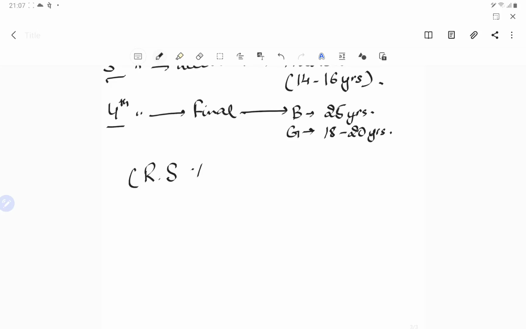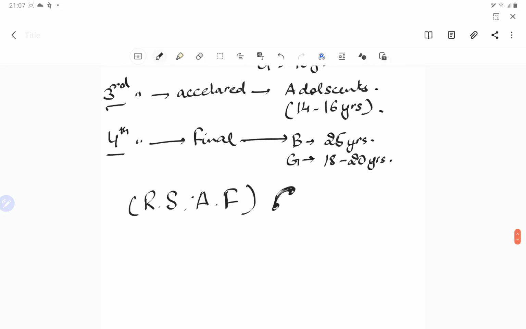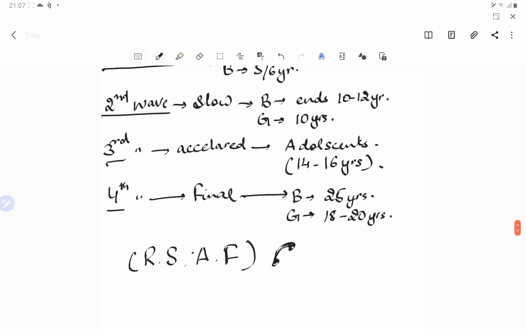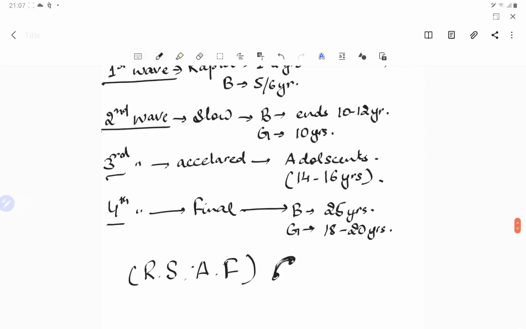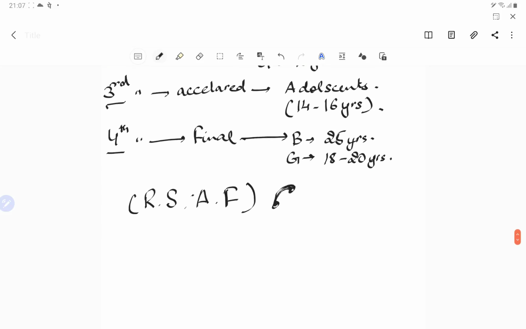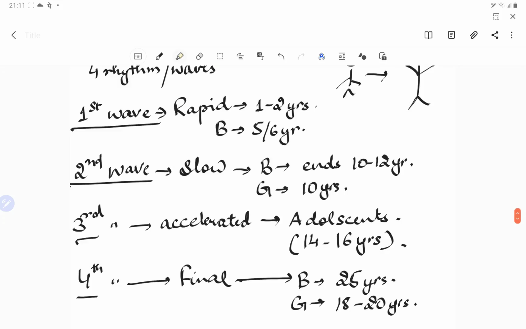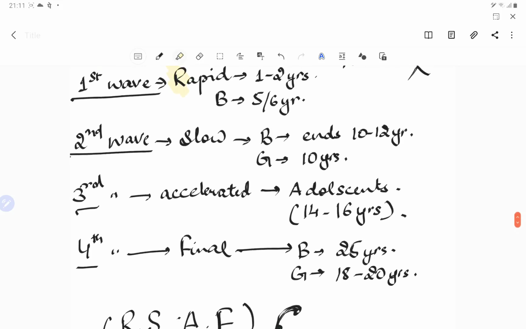RS at phone. So that is my brother's phone. I am going to write F. So that is my brother's name, Ranjit Singh at phone, because he is always on phone. So that is why I have made this mnemonic for you. So Ranjit Singh at phone. So this is R for rapid, S for slow, A for accelerated, and F for final. So these are the rhythms of the growth. So the rhythms of growth is RS Ranjit Singh at phone.